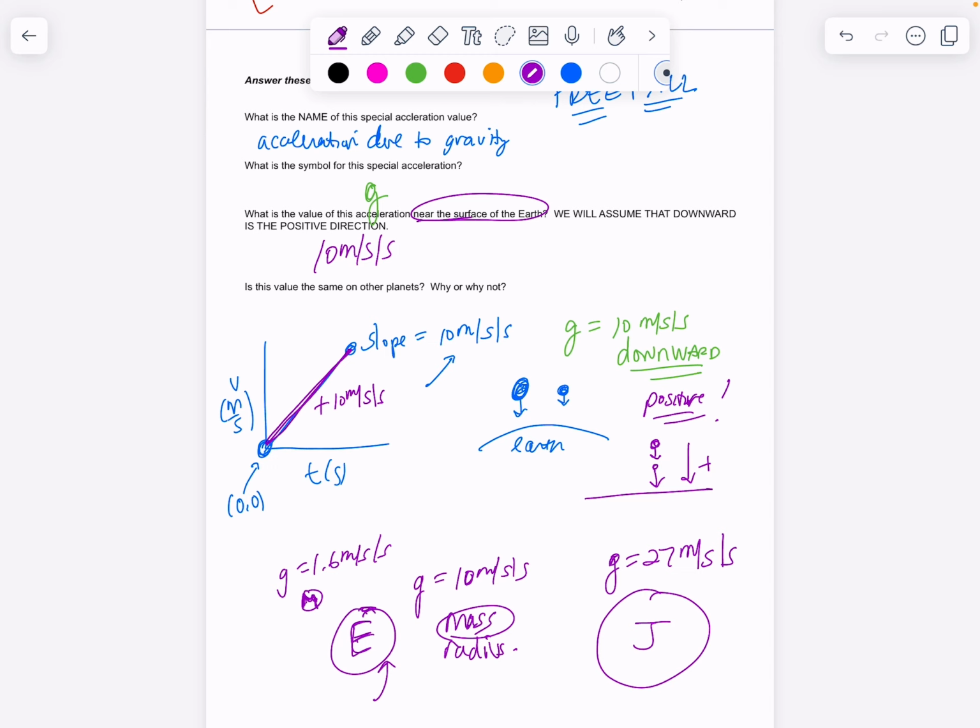But for our purposes in this class, we're only going to be talking about near the surface of the Earth. So we can assume that g is always going to be 10 meters per second squared in a downward direction, which for us, we're going to call positive.